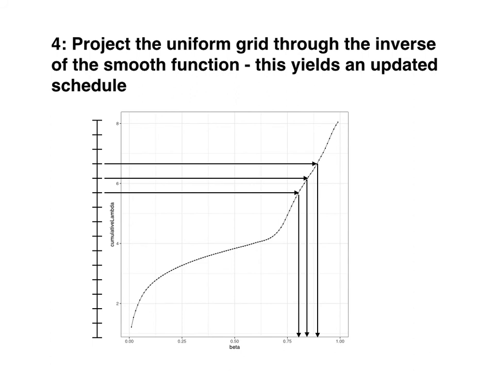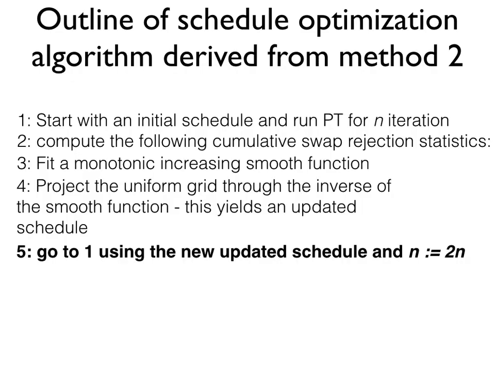Then we're going to project the uniform grid on the y-axis through the inverse of that smooth function, and this yields an updated schedule. Then we're just going to go back to step 1 using the new updated schedule and use twice as many MCMC iterations.